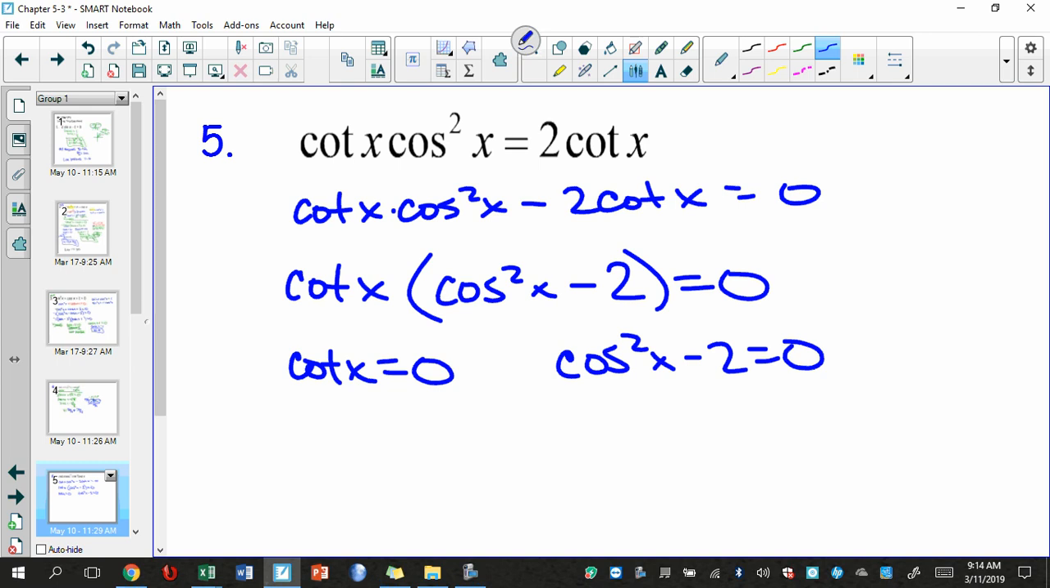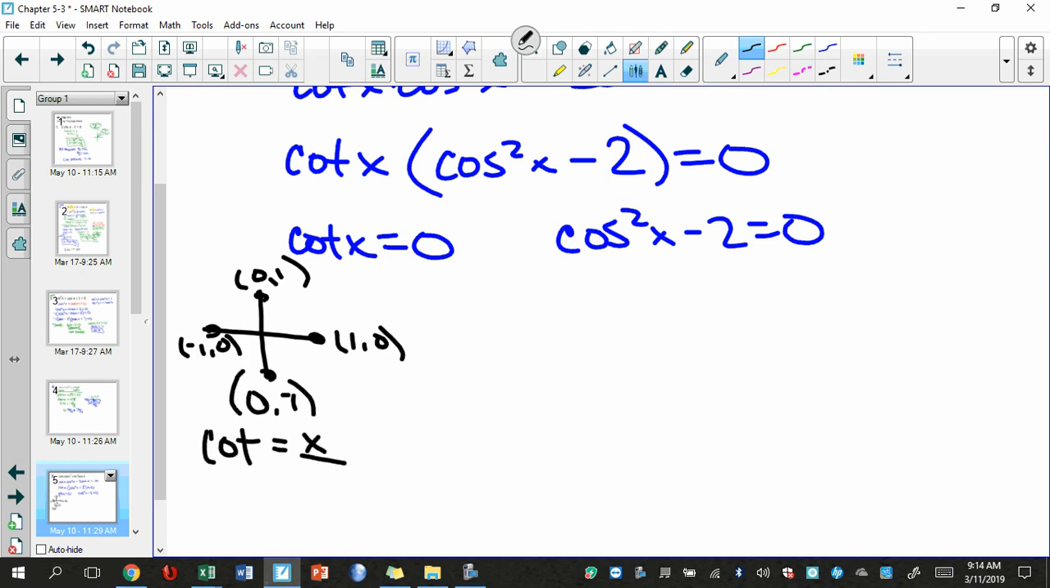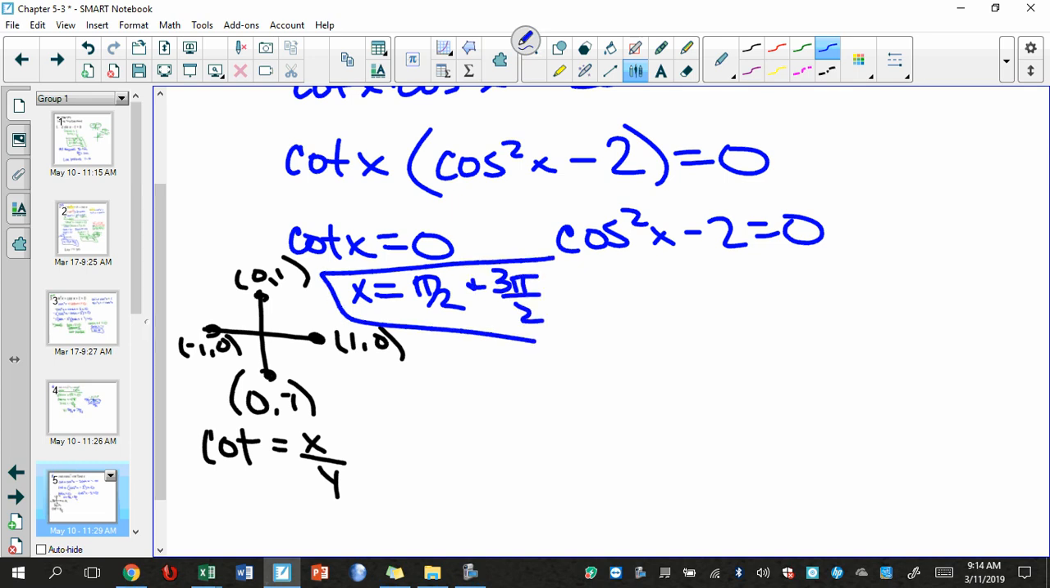So my question is when do I have a cotangent equaling 0? I need your brain to go back to this concept right here. 1, 0, 0, 1, negative 1, 0, 0, negative 1. And understanding that cotangent is x over y. So what is my x value that has a cotangent of 0? X is going to be where? I'm sorry? And 3 pi. Do we understand that, yes or no?